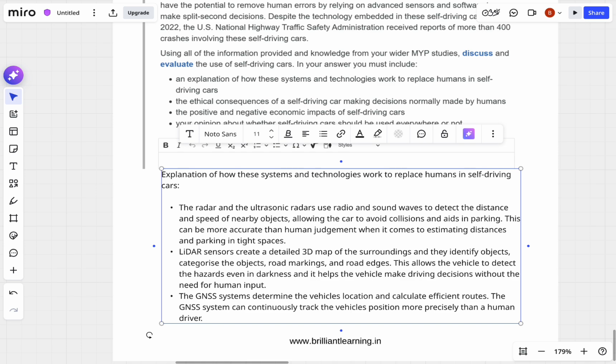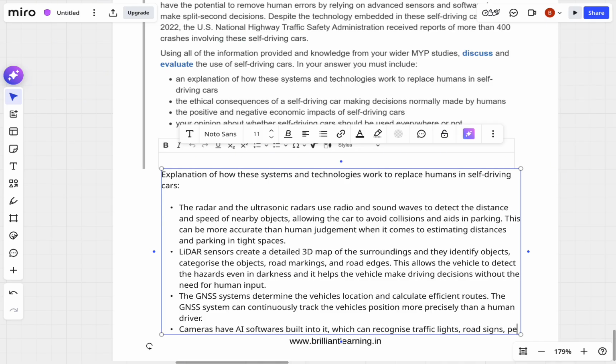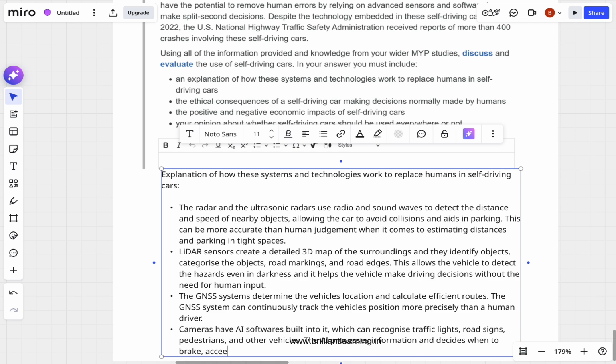And then we have our cameras. The cameras have AI software built into them, which can recognize traffic lights, road signs, pedestrians, and other vehicles. The AI processes information and decides when to brake, accelerate, or steer.